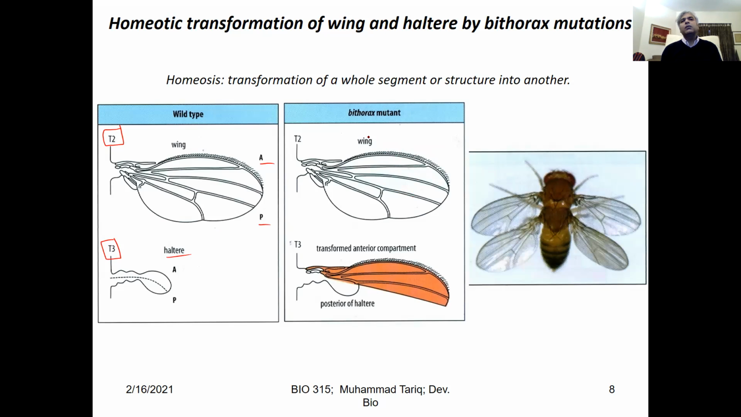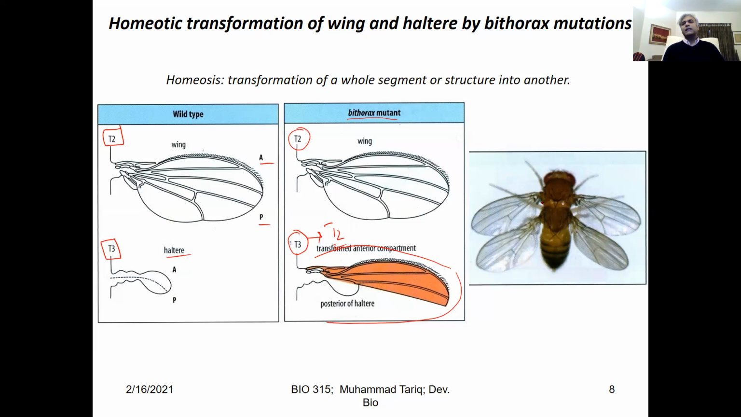Now, if we have a mutation in the bithorax complex, what we discovered is that the halter is converted into a wing. So essentially what has happened: the wing is normally attached to T2, and now T3 is getting converted into T2. This is a transformation of one body segment to another. And this phenotype is classically called the bithorax phenotype.